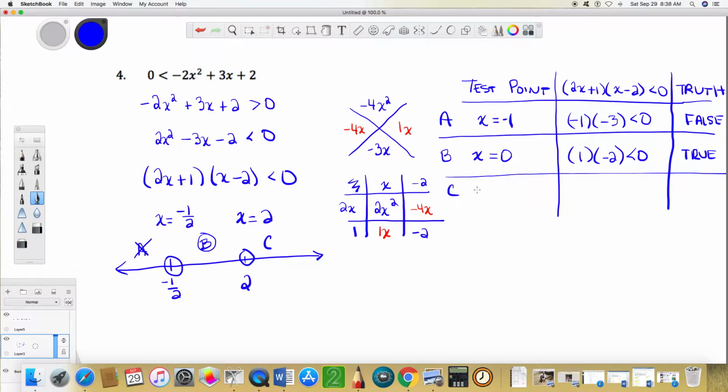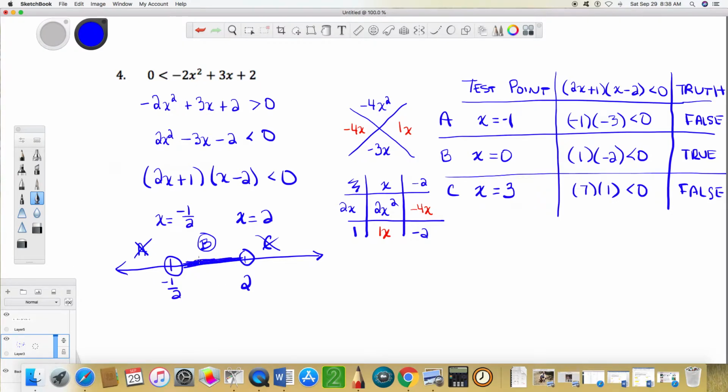Now in region C, I'll go ahead and pick 3 as a test point because that's larger than 2. 2 times 3 is 6, and 6 plus 1 is 7. 3 minus 2 is 1. 7 times 1 is 7, but 7 is not less than 0. That's a false statement. I'm not going to include any of these points in my solution set, so I'm only going to shade in this region B.